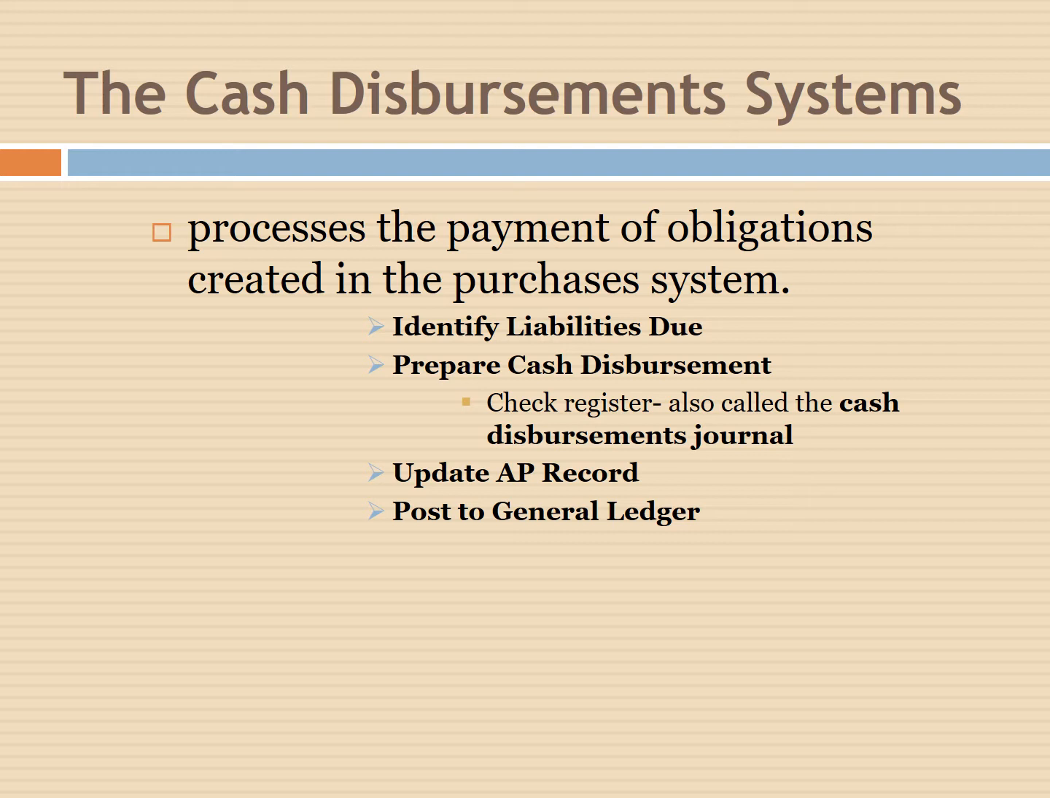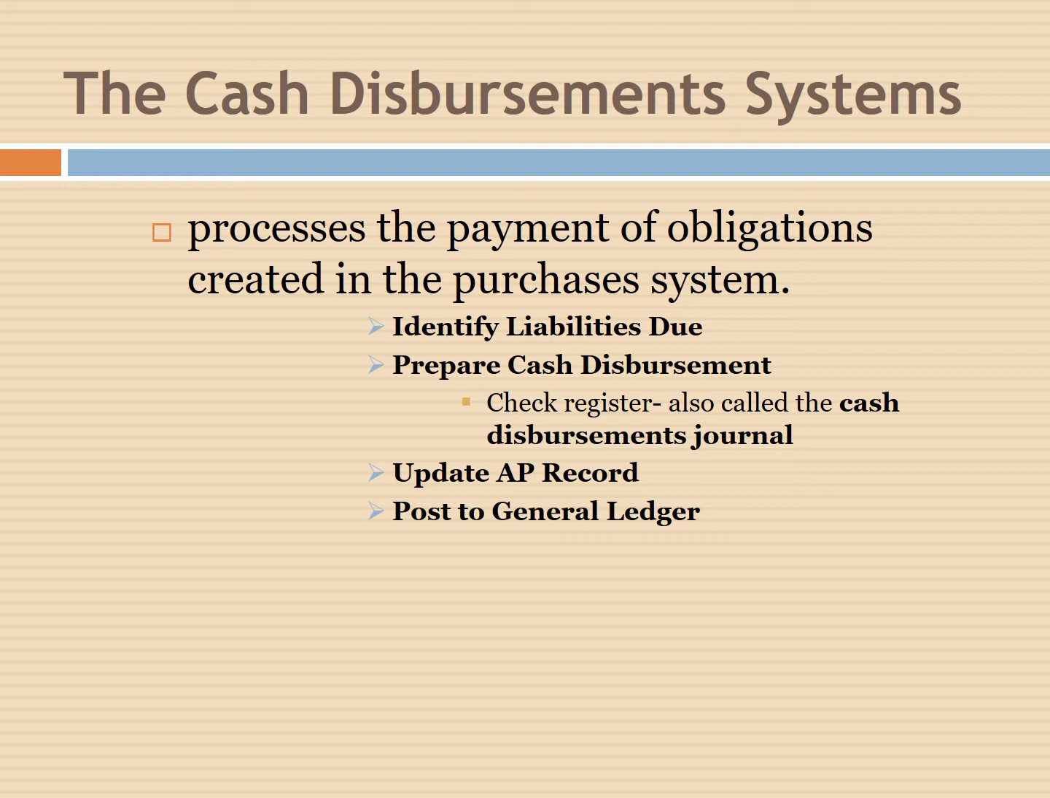First is identify liabilities due. The cash disbursement process begins in the accounts payable department by identifying items that have come due. Each day, the accounts payable clerk reviews the accounts payable file for items due for payment.